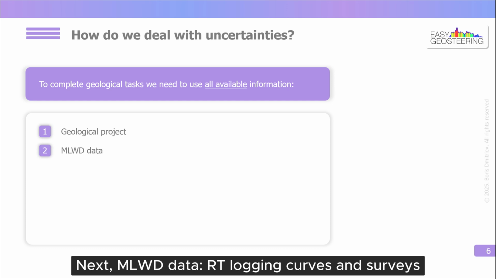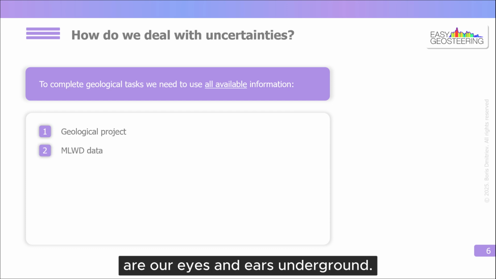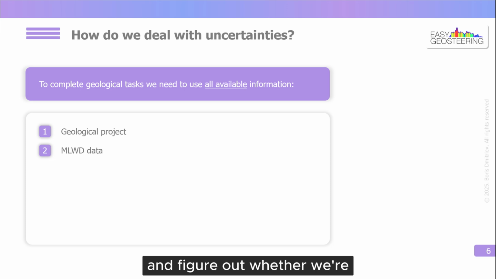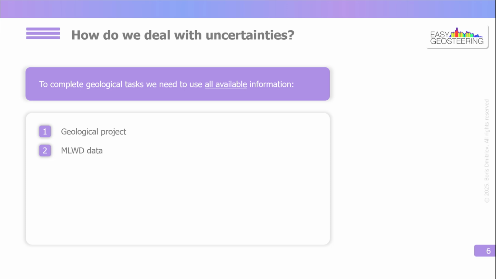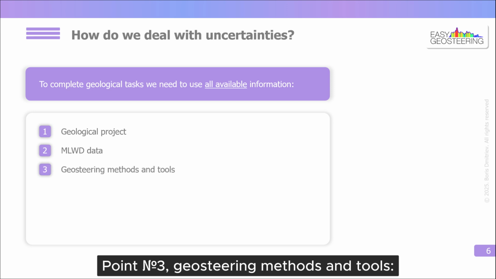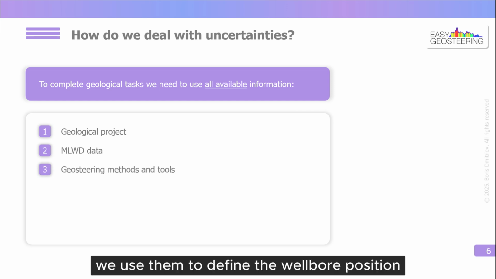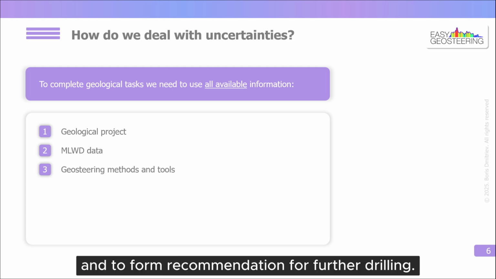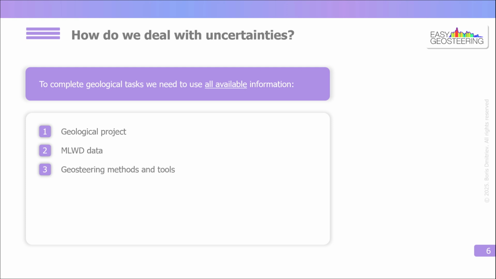Next, MLWD data. Real-time logging curves and surveys are our eyes and ears on the ground. We use them to estimate the formation properties and figure out whether we're inside the target layer or not. Point number 3, geosteering methods and tools. We use them to define the wellbore position on the cross-section and to form recommendations for further drilling.